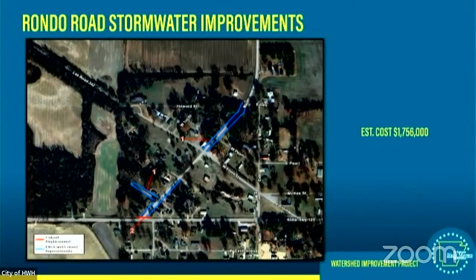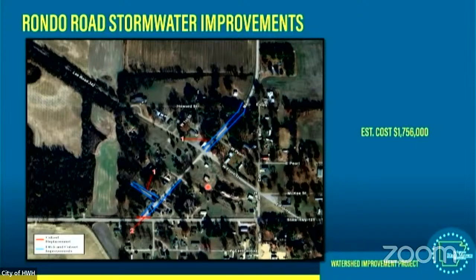The Rondo Road improvements. For this one, give me a second here. Okay, if you can see my pen, I didn't give this information here, but the blue represents a ditch. If you see a dashed blue line, that represents a culvert or storm drainage system. And if you see some red dots, those would be inlets or junction boxes that we're proposing to capture the water.